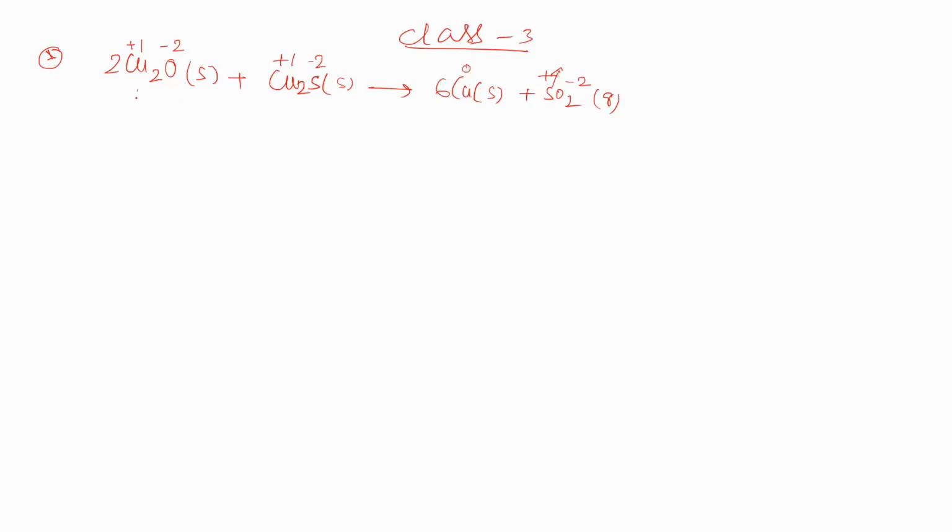this copper +1 goes to 0 oxidation state. So copper +1 goes to copper 0. So basically here it is reduced. It is reduced to 0. When it is reduced to 0, it gains 1 electron. So this is a reduction reaction.